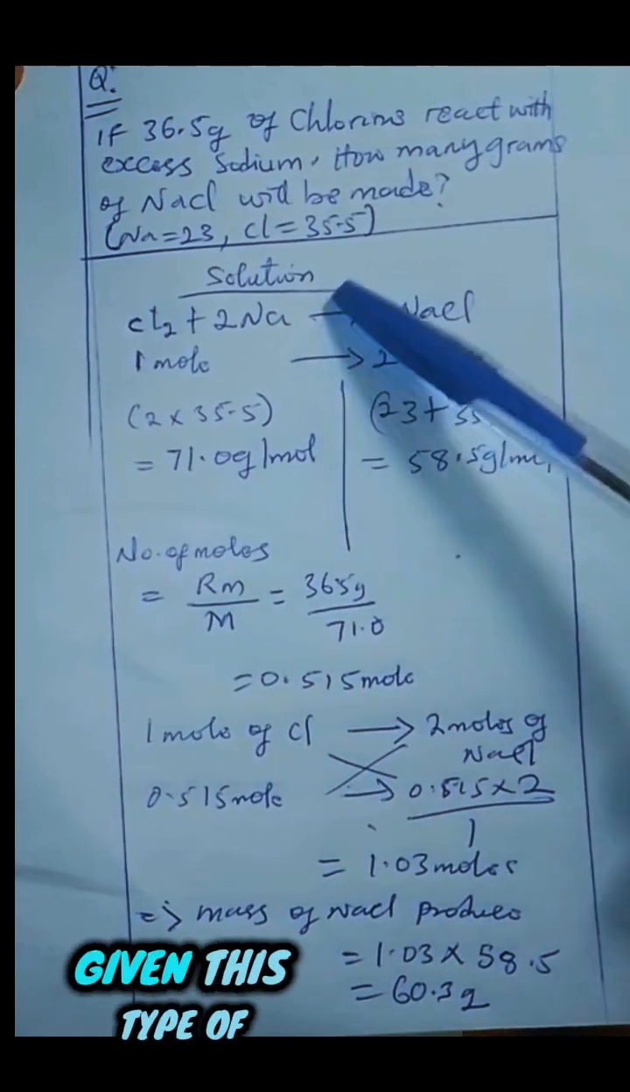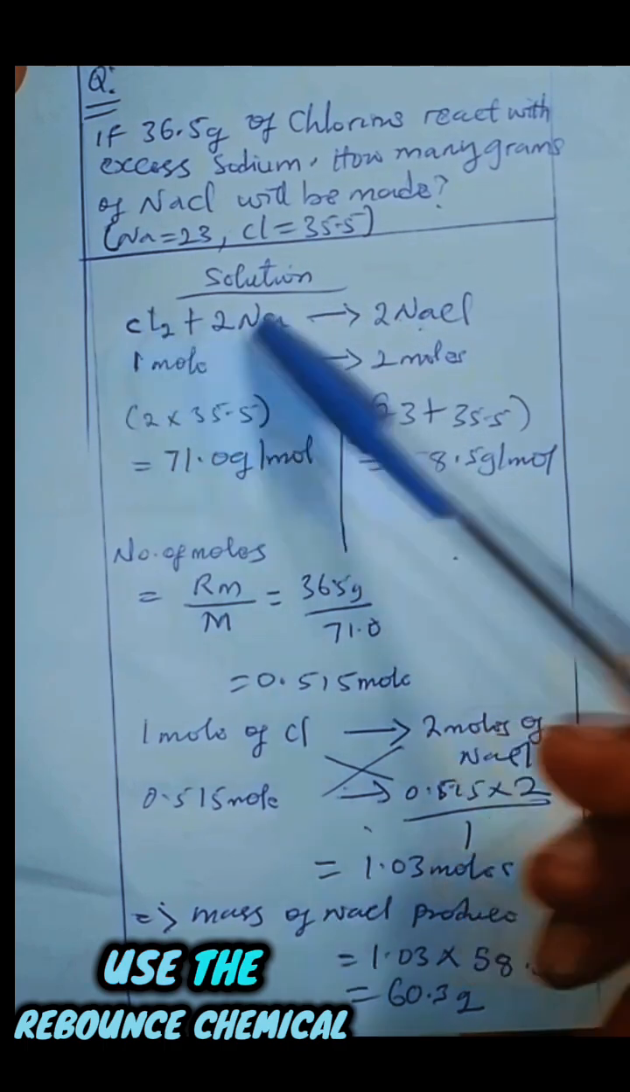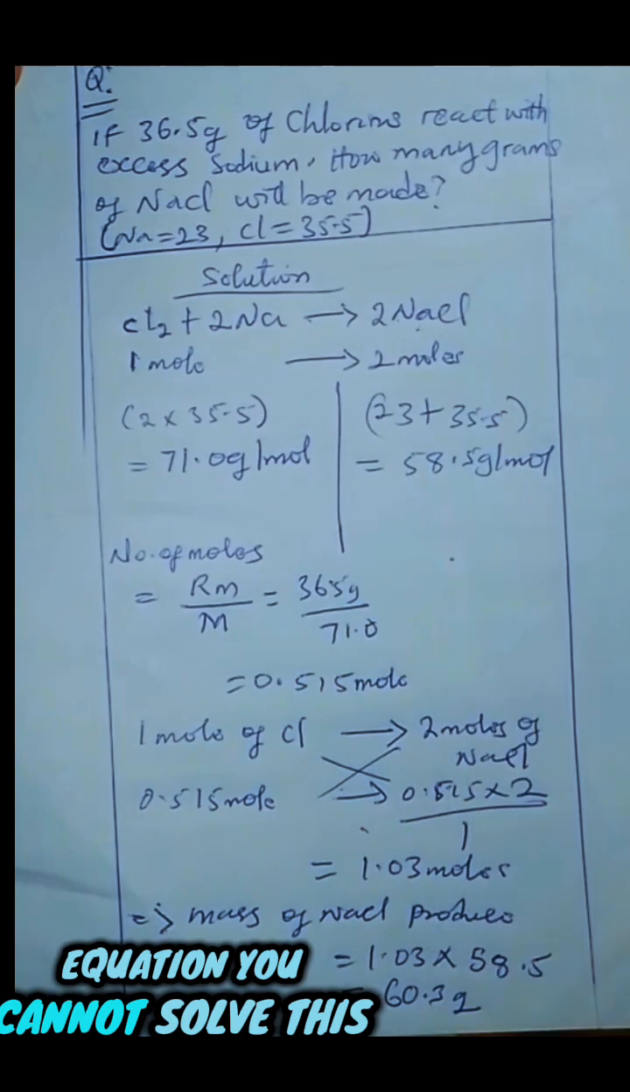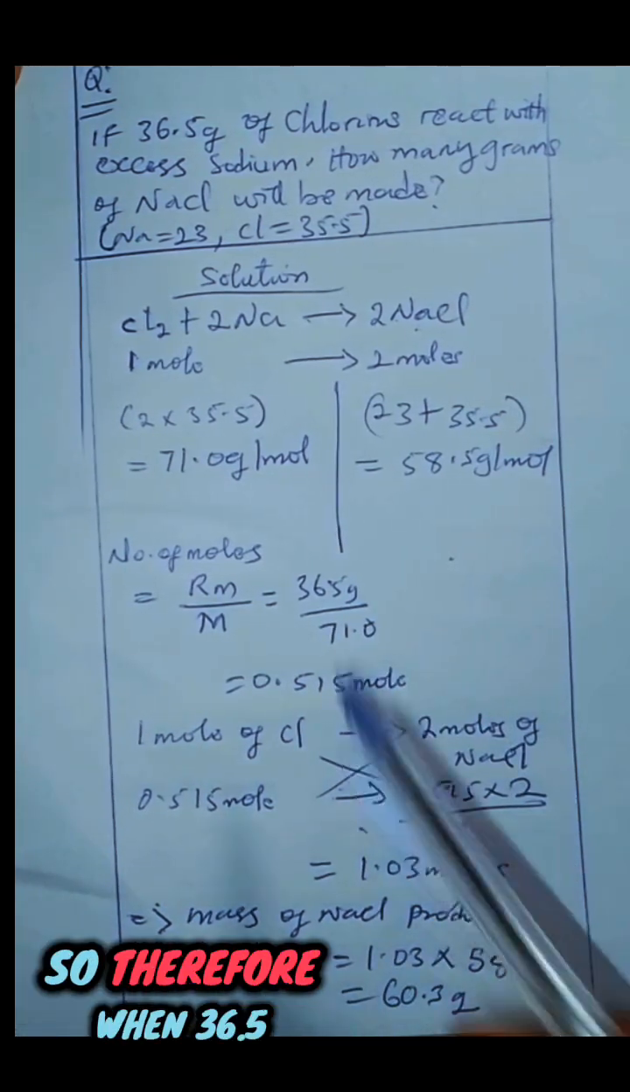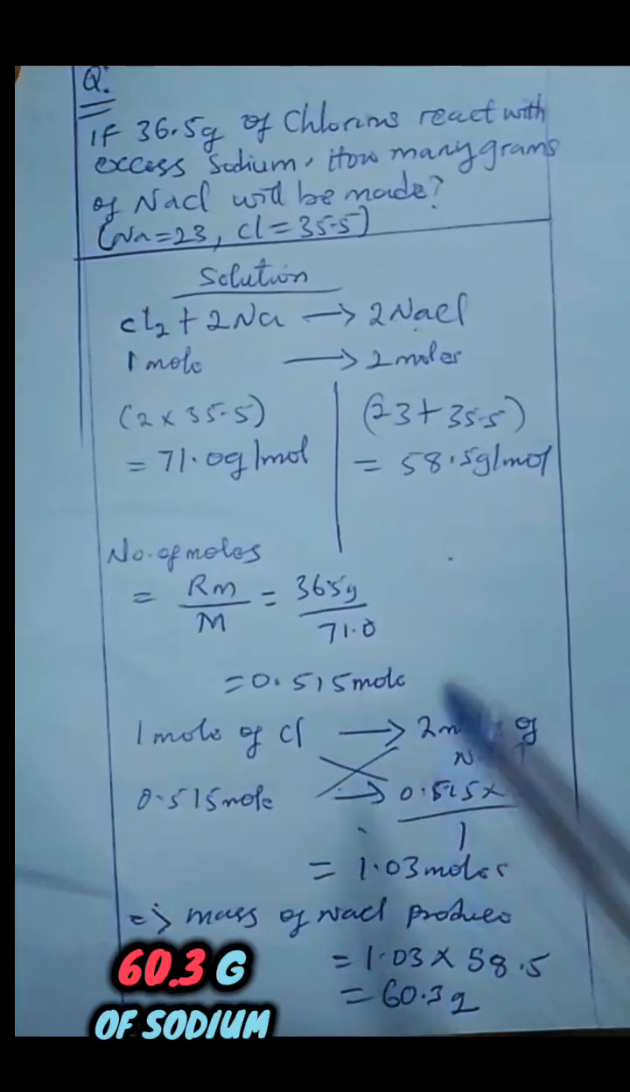So when you are given this type of question on chemistry stoichiometry, we are going to use the balanced chemical equation to solve it. Without the balanced chemical equation, you cannot solve this question accurately. So therefore, when 36.5 gram of chlorine reacts with excess sodium, 60.3 gram of sodium chloride will be produced.